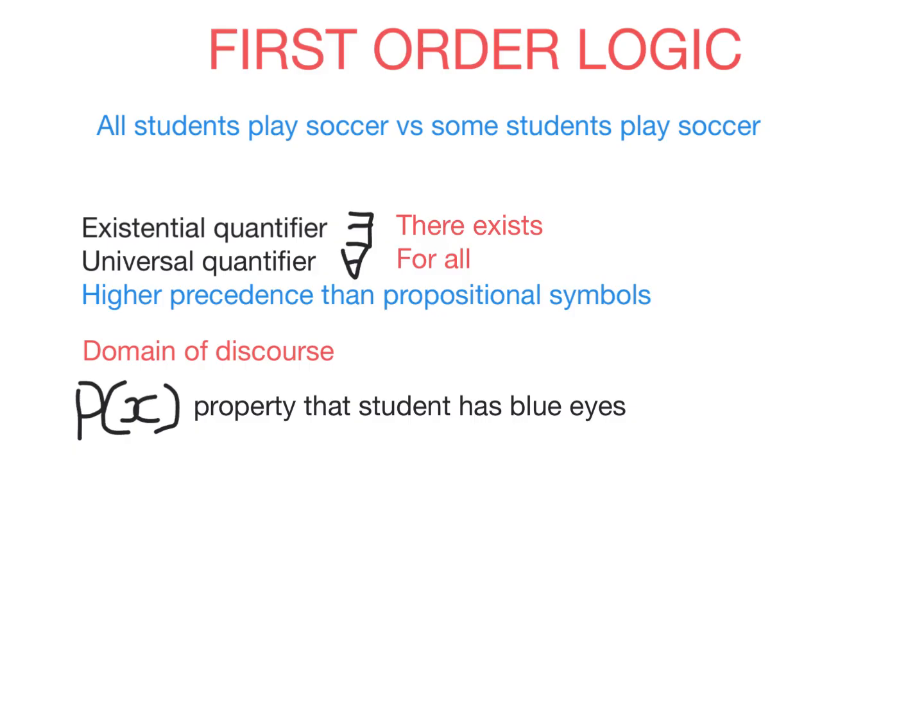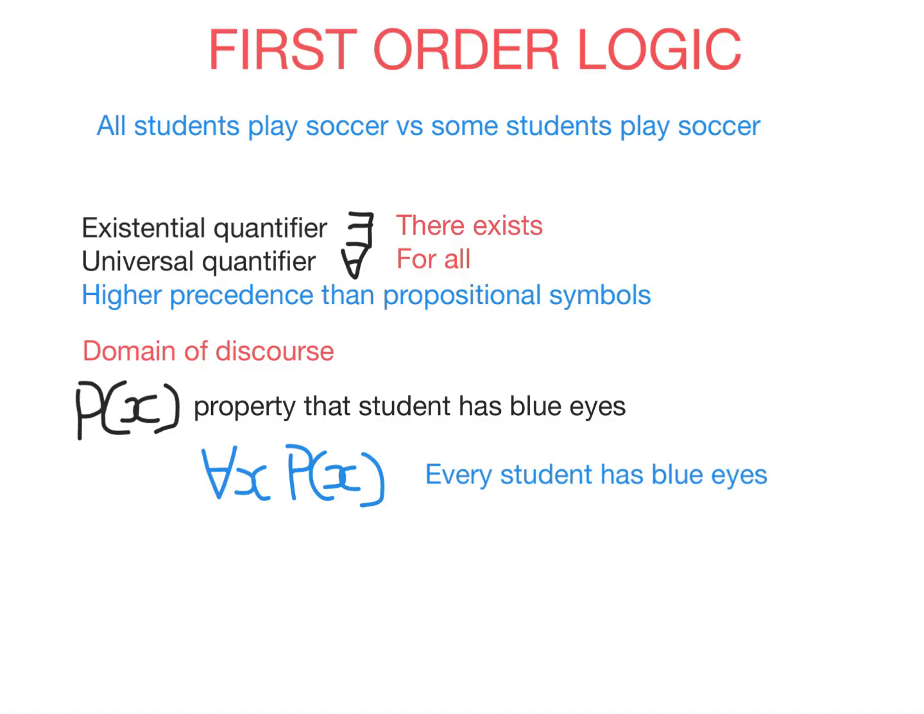So when we are engaging in first order logic, it's important that we know the domain of discourse. Now we normally write things like this. P(x) means x has property P. In this example, P(x) is going to be the property that a student has blue eyes. So if I write the statement "for all x, P(x)," that means that the property P applies to all x. It means that every student has blue eyes.